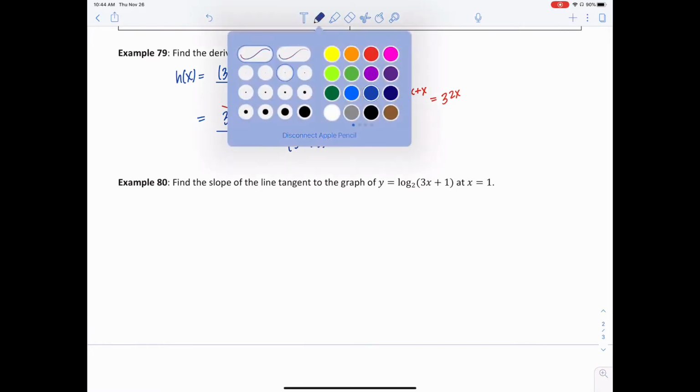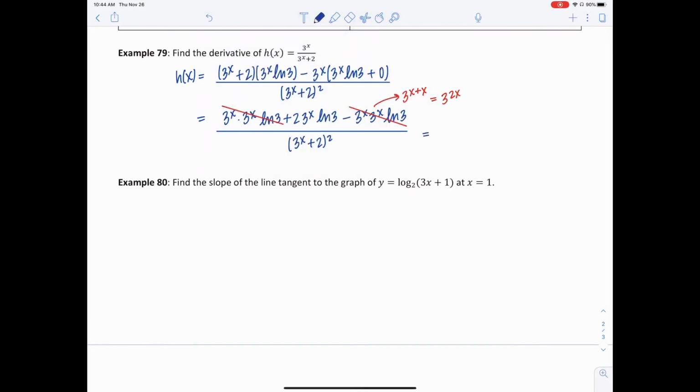So my final answer should be, what is that, 2? Oh, it's a 2 times. So it would be 2 times 3 to the x. You cannot multiply that 2 and 3 together. Exponents go before multiplication, so don't try to skip the exponent. It's an x. I can't simplify that. Ln of 3 all over this thing squared.